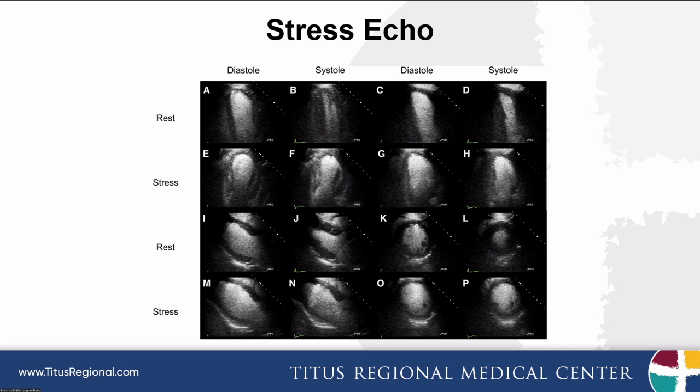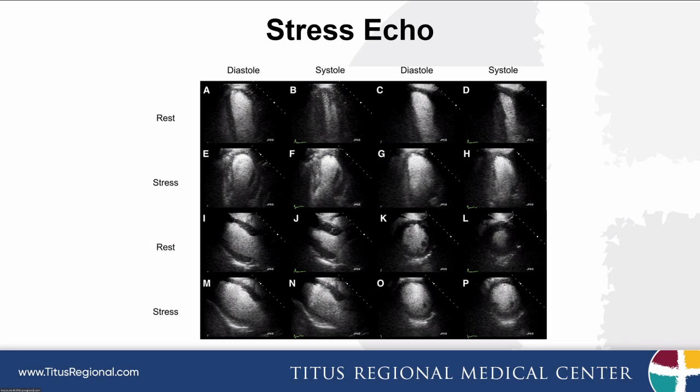Now compare that to the images on lines 2 and line 4 where we're stressing a patient, and instead of seeing normal contractility of the heart in this patient, you can barely tell the difference between diastole and systole, and that's because this heart is ischemic. It's not contracting normally, and under conditions of stress, it's not able to contract in a normal fashion because the walls are ischemic. So this would be a markedly positive stress echo examination.